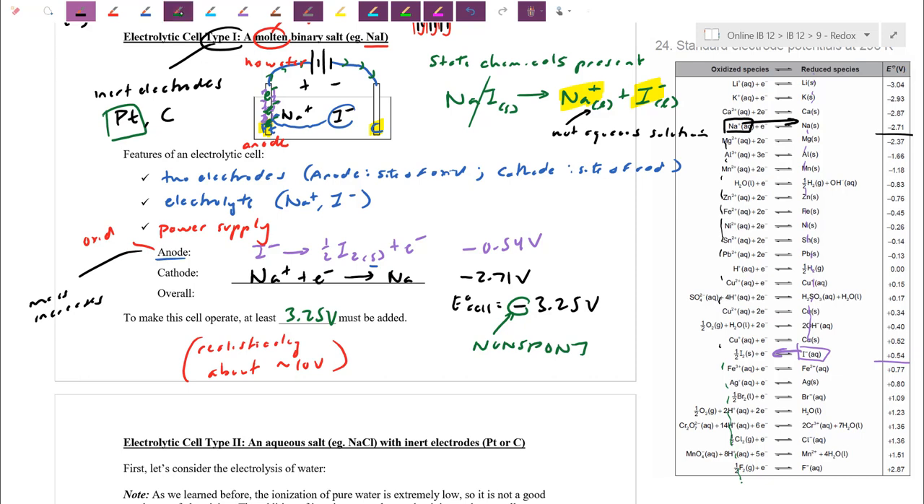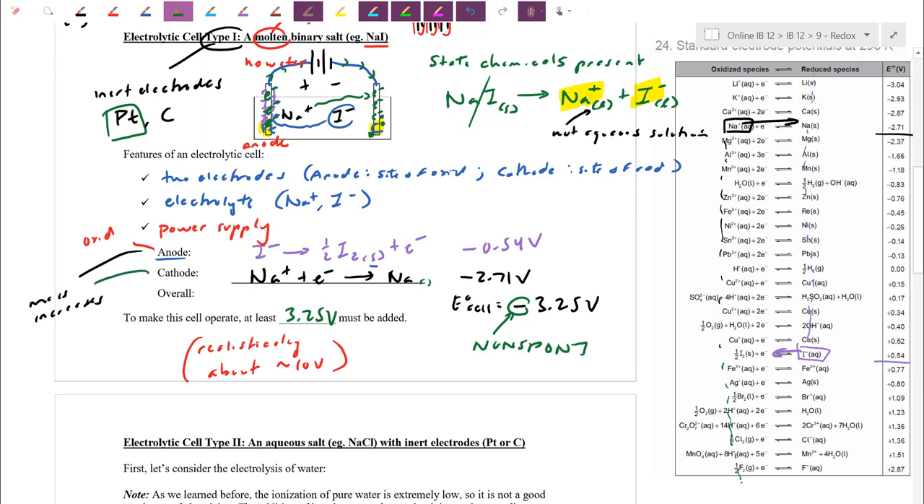Well, what is the reduction? The reduction involves sodium ions swimming up close to the electrons that arrive here, right? They were first dropped off at the anode. They had traveled through this wiring here. They're now on the other side. Sodium's going to grab the electron and become sodium solid. So sodium solid here is also going to deposit here.